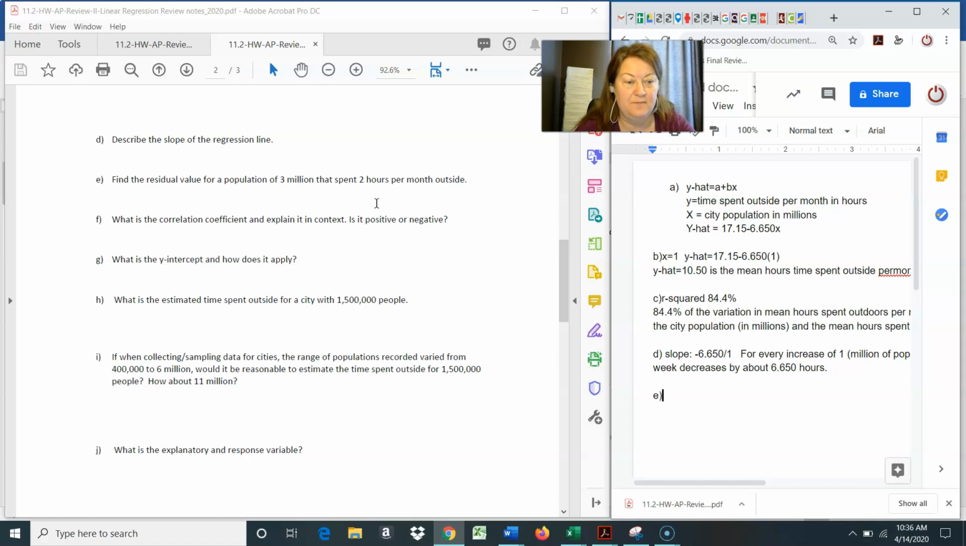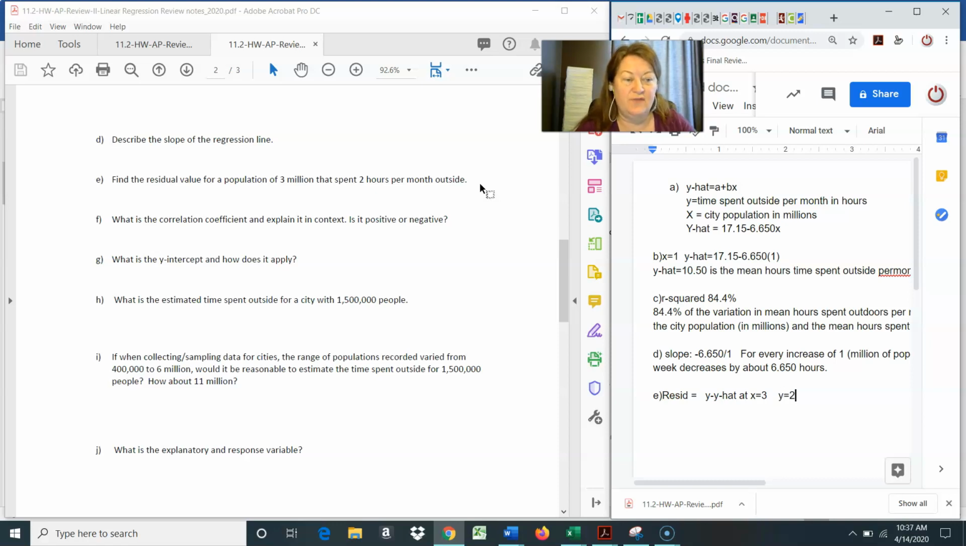Everything's in context. Next one is find the residual value for a population of 3 million that spent 2 hours outdoors. My big word here is residual value, and I know that a residual value is y minus y hat at that same x. So at x equals, what was the x that they wanted? 3 million. I'm going to have to figure out what y is at 3 million and what y hat is at 3 million. They gave me one of them in the problem: y equals 2.